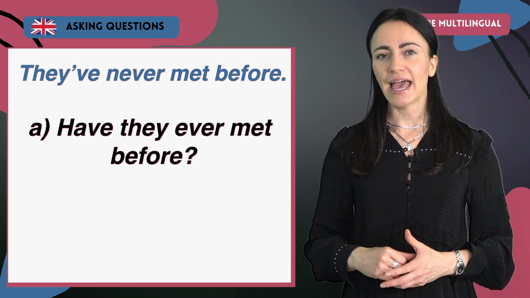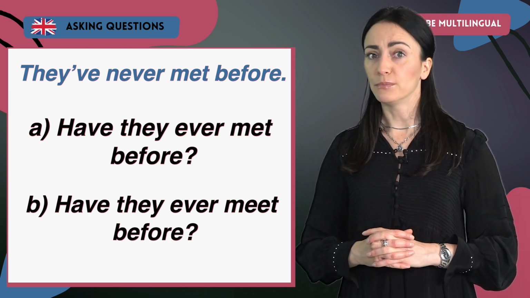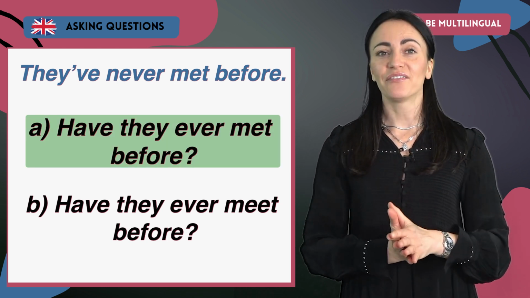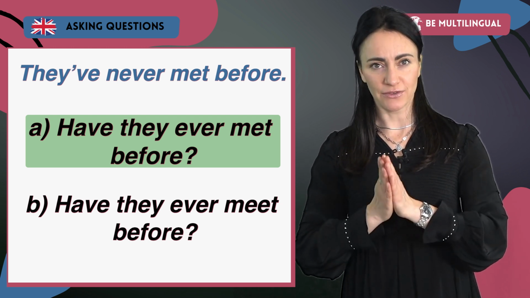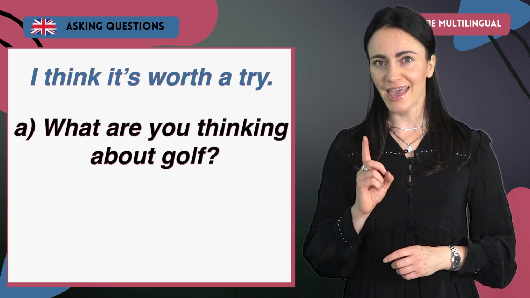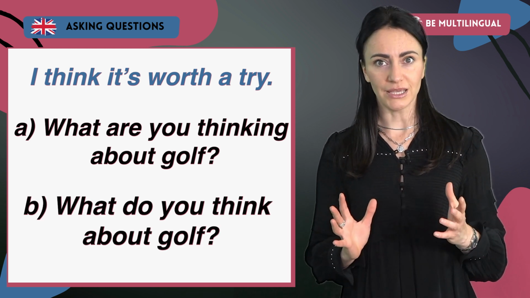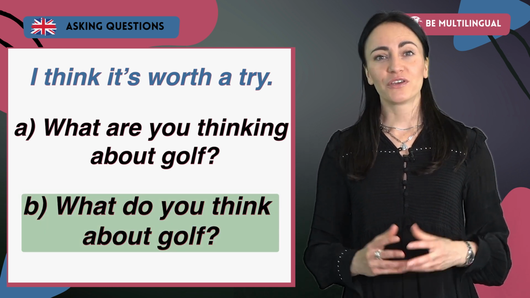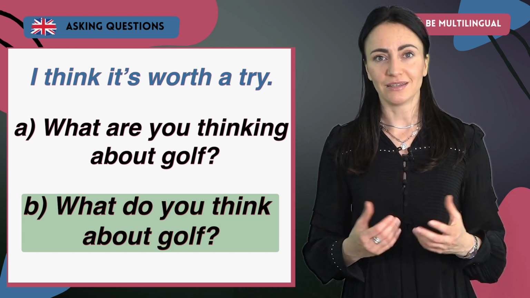Next, they've never met before. Question A, have they ever met before? Or question B, have they ever met before? The right answer is A, have they ever met before? The verb stays in its 3rd form, right? I think it's worth a try. A, what are you thinking about golf? Or B, what do you think about golf? Which one sounds better? What do you think about golf? This question means, what is your opinion on golf?